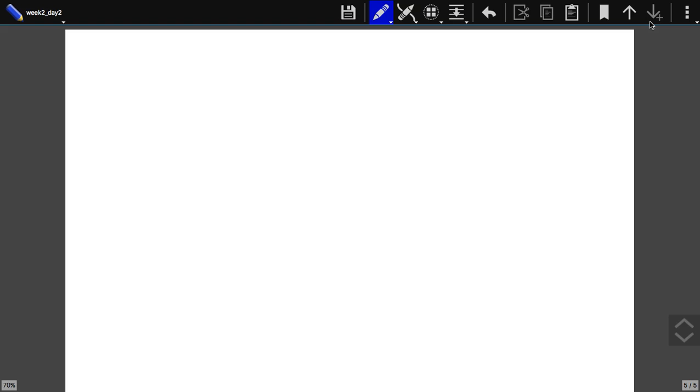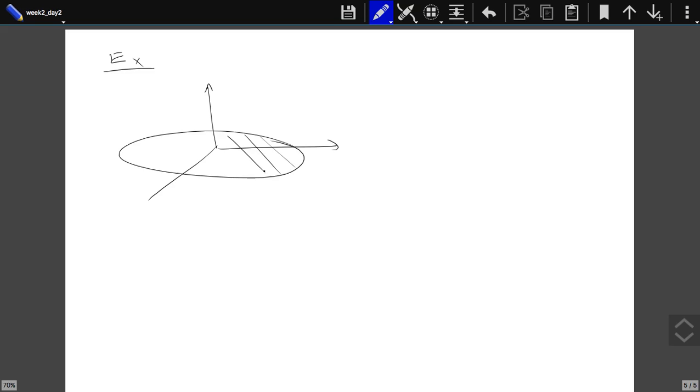Okay, so if you don't have any questions, let's look at the electric field created by a very thin disk. So we have this disk that has the radius r, and it has a total charge q.